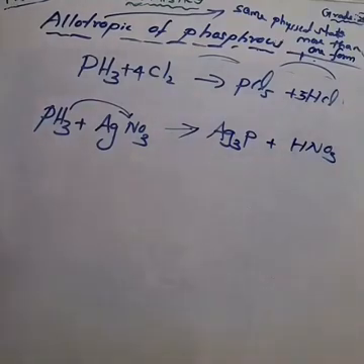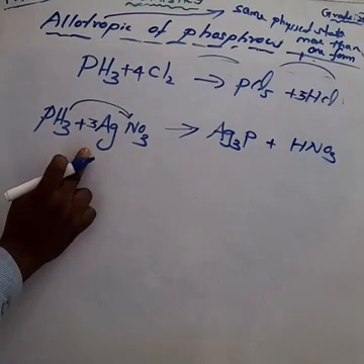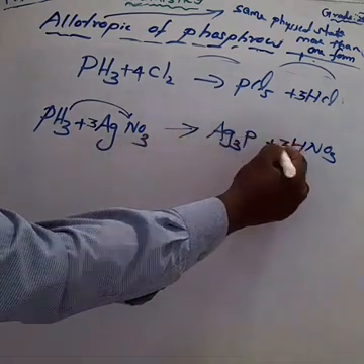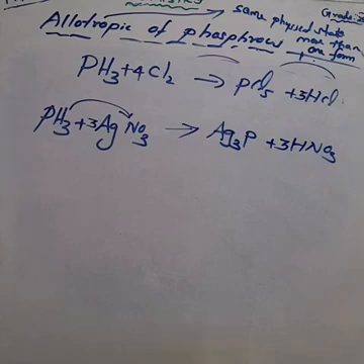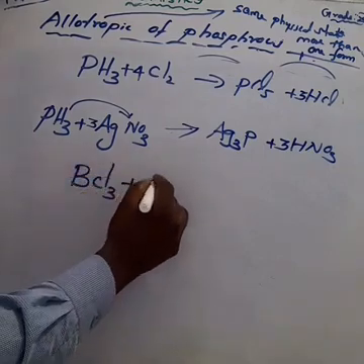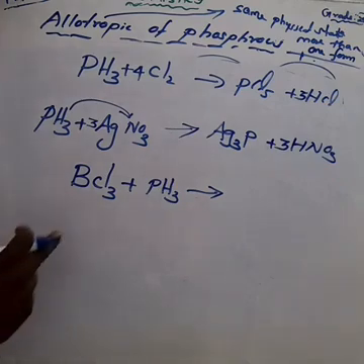So how much silver is there on the product side? 3 silver. So on the reactant side make it 3 AgNO3. So how much nitrate is there? 3. So on the product side make it 3 HNO3. Okay, now the equation is balanced. And also one of the important points: boron trichloride with phosphine forms a coordination compound. Boron trichloride reacts with phosphine and gets a coordination compound.